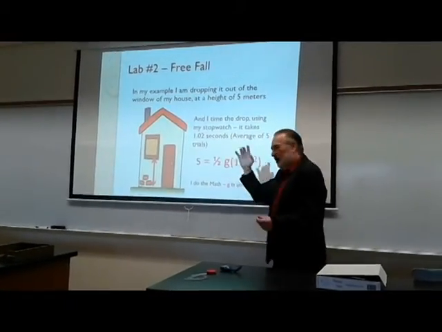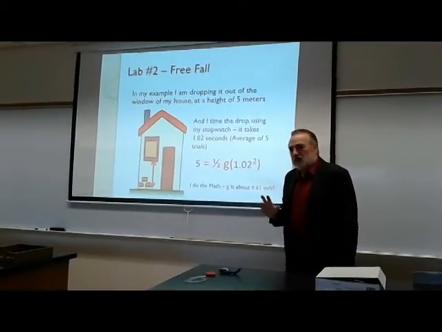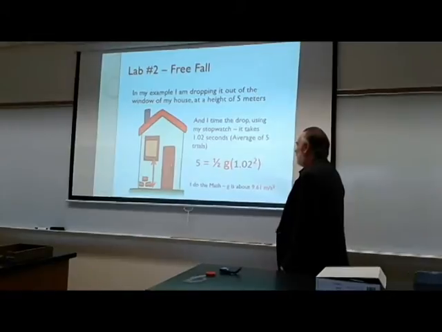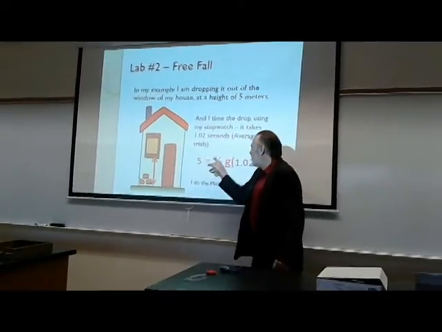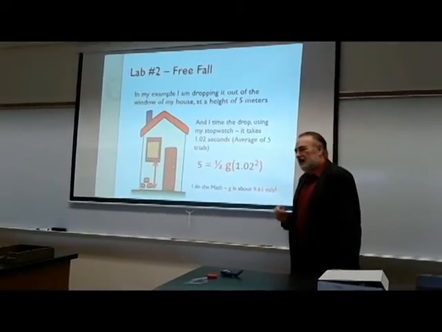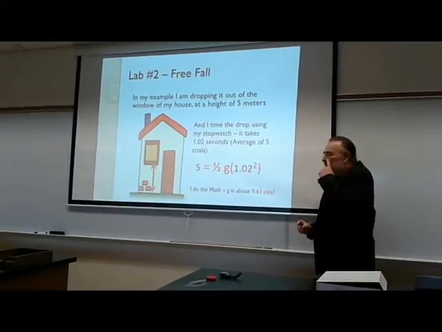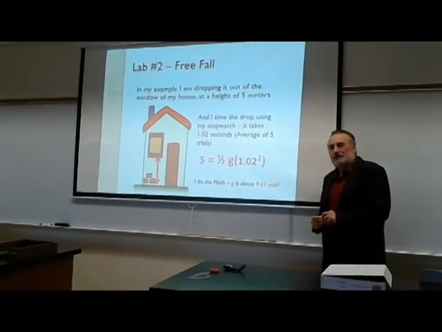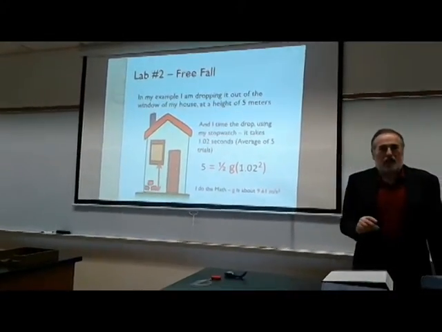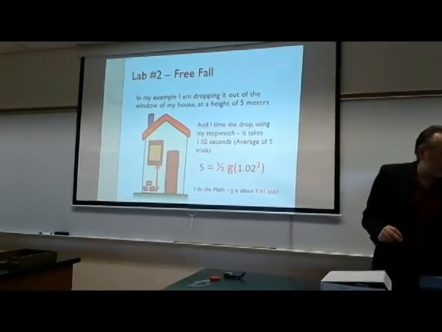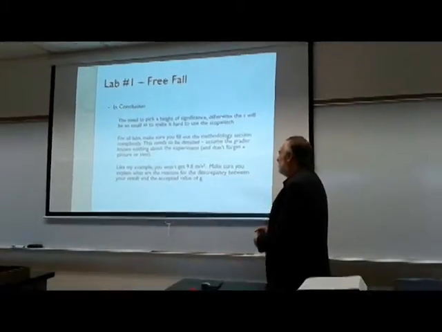So in my case, I dropped from my window and it went 5 meters in, and I timed it, did it 5 times, took 1.02 seconds on average. So in your lab, you want to show the averaging, of course. I did it in 5 trials, as I said. And so I insert those into that free fall equation, do the math, and I get g at about 9.61. Not quite the 9.81 or so that I would get if it was theoretical. And that's one of the things you want to do in your lab, is to say, why are you different from that?